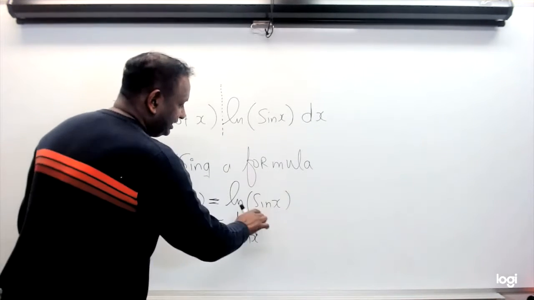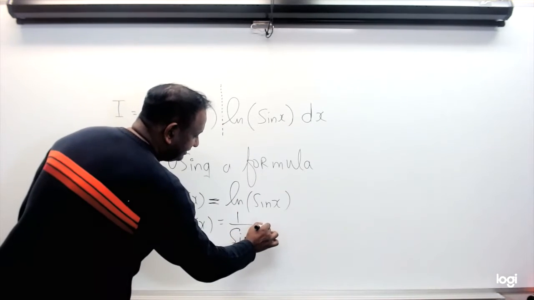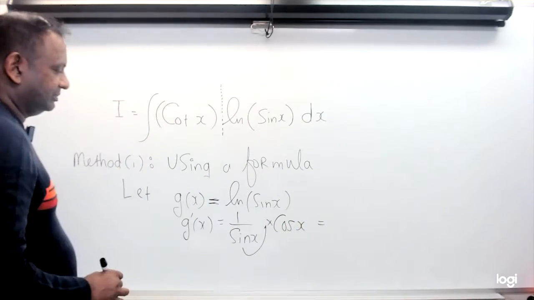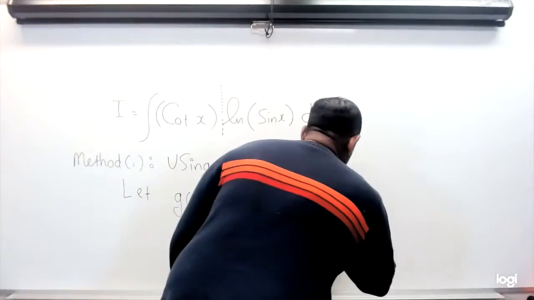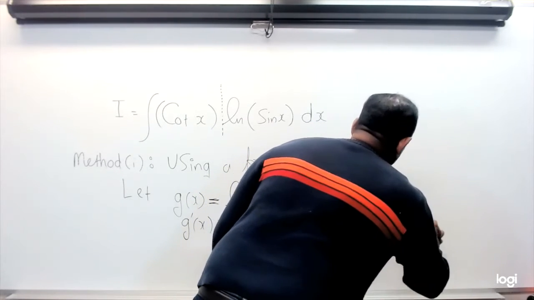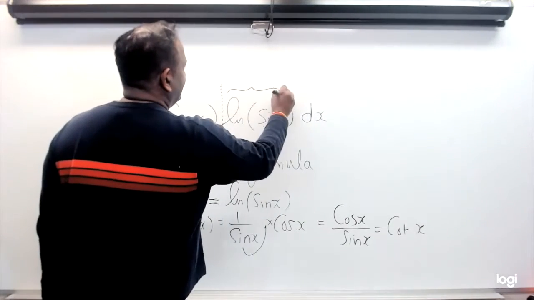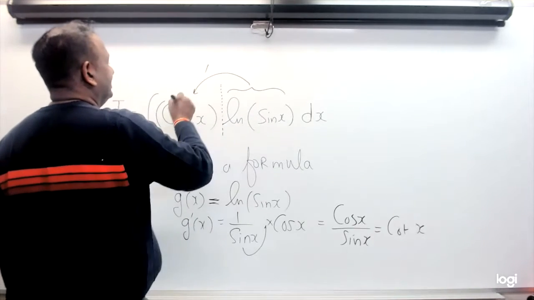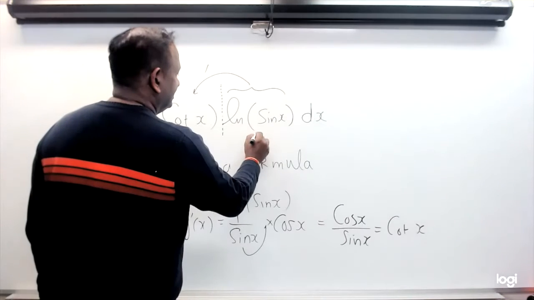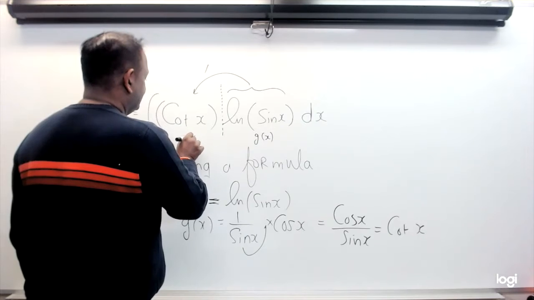With respect to sine x, you take the derivative of ln, which is 1 over sine x, then you take the derivative of that guy, times cos x. Then you're going to end up with cos x over sine x, which is cot x. Pretty much fitting into what we have. That means this guy's derivative is this one. So this is your g of x, and this is your g prime of x.